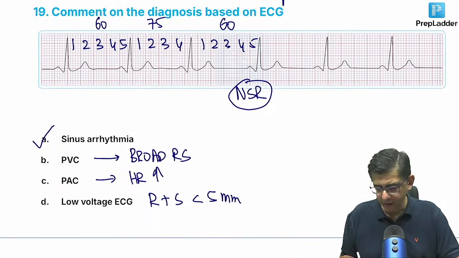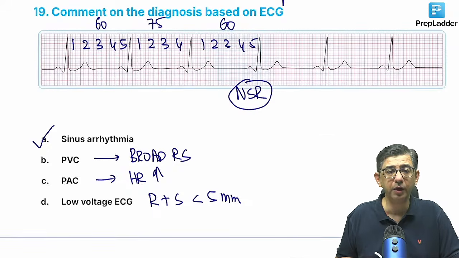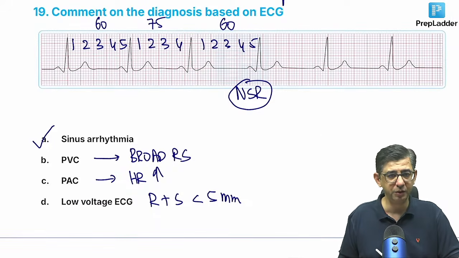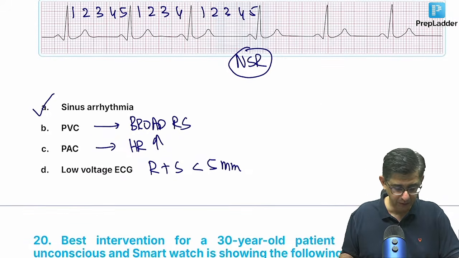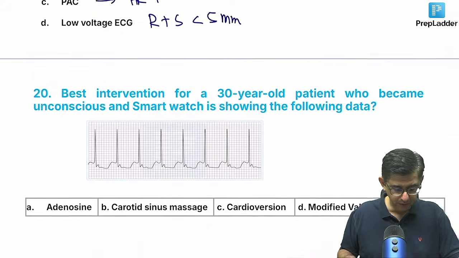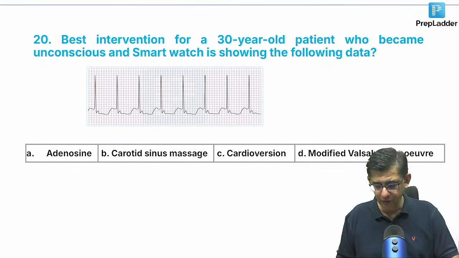So if you go by exclusion, the answer in this case cannot be option number B, C, and D. The answer is A only. Okay, good heart shows a sinus rhythm. Cool. Let's do the last one for today.